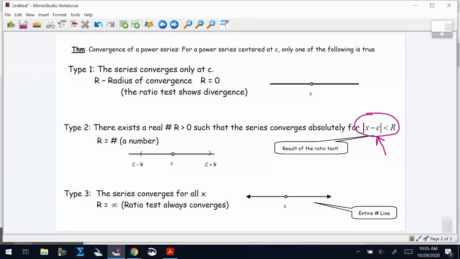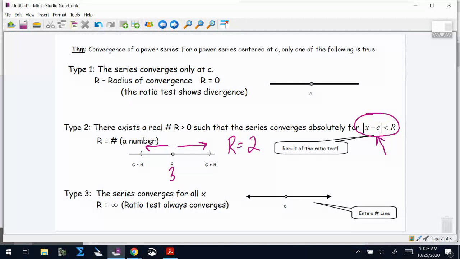And you're going to be less than some number. That number is going to be referred to as your radius of convergence. Essentially what happens, let's say you're centered at 3 and you have a radius of 2. What that means is your convergence goes out 2 units this way and 2 units this way.